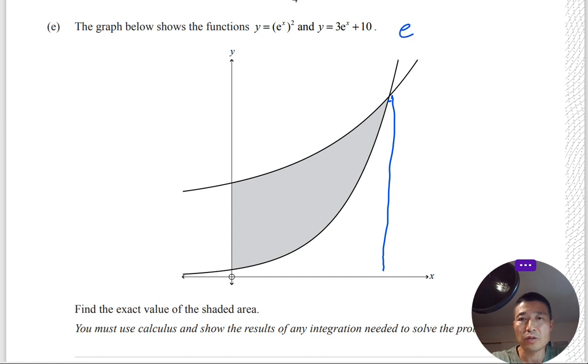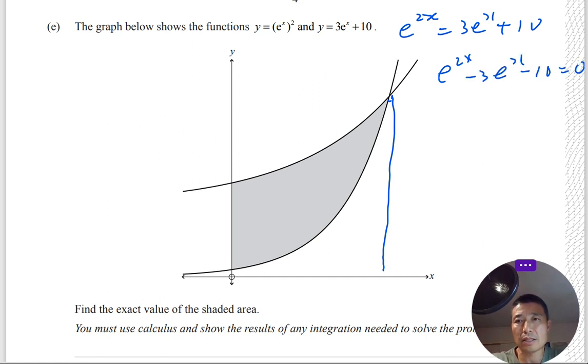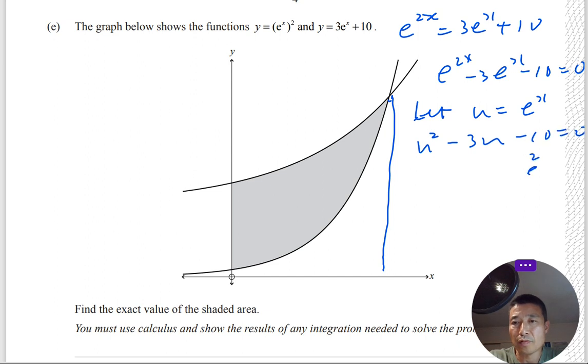So left hand function is e to the power of 2x, right? Equals 3e to the power of x plus 10. And I rearrange it, and I get this. And I see it as a quadratic function, I can replace e to the power of x as u. Then it's easier to see, isn't it? So (u plus 2)(u minus 5) equals 0.